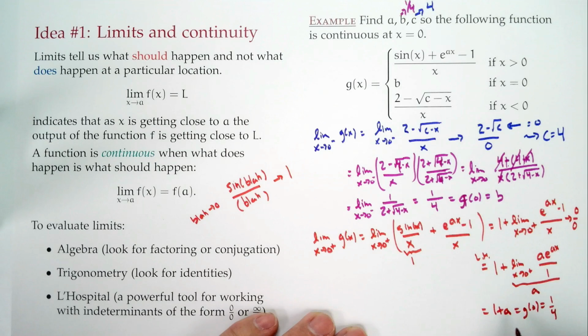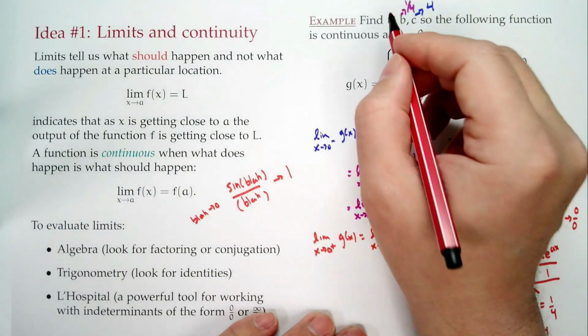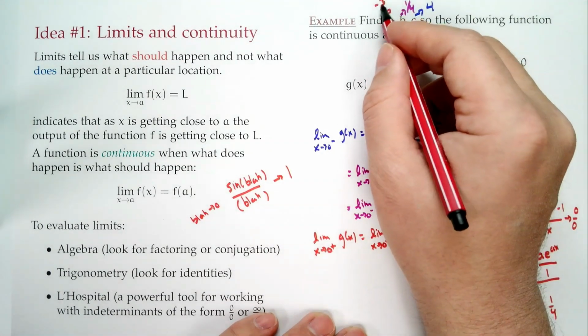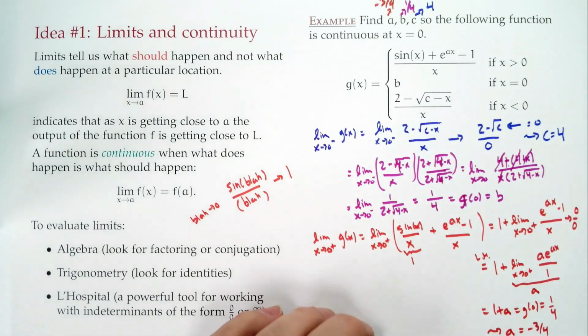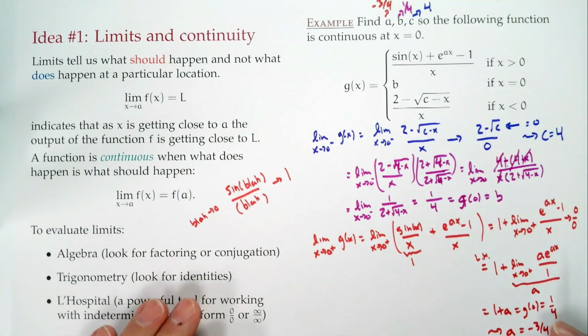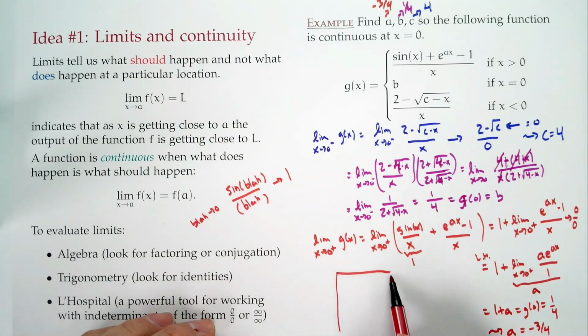So, what is a? Well, that tells us then that a is 1/4, subtract the 1, so that's minus 3/4. So there's a, minus 3 over 4. So now we have our answers: minus 3 over 4, 1 over 4, 1. Now let's go ahead and put them all in a convenient box here at the bottom. So a equals negative 3 over 4, b equals 1 over 4, and c equals 4.